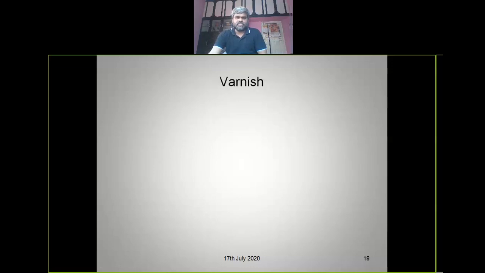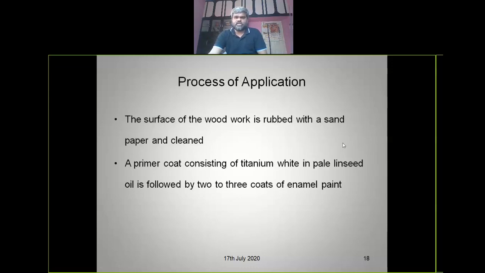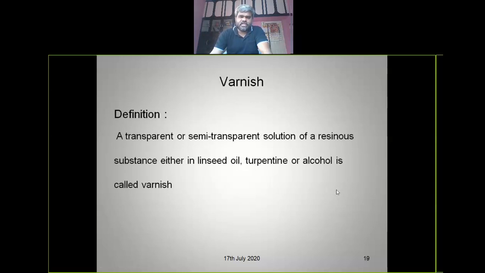So, application of enamels. The surface of the wood is rubbed with sandpaper and cleaned. The primer coat consists of titanium white in pale linseed oil, followed by 2 or 3 coats of enamel paint. And what is a varnish? A transparent or semi-transparent solution of a resinous substance, either in linseed oil or turpentine or alcohol, is called varnish.